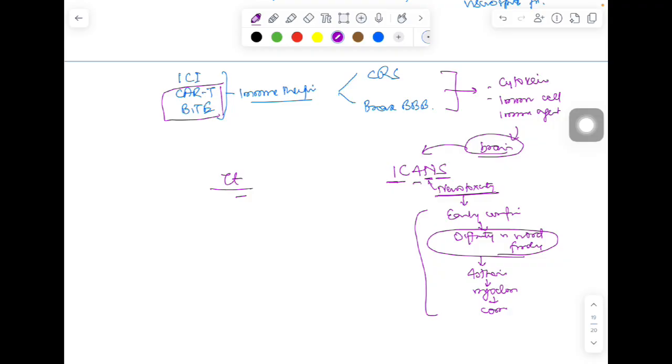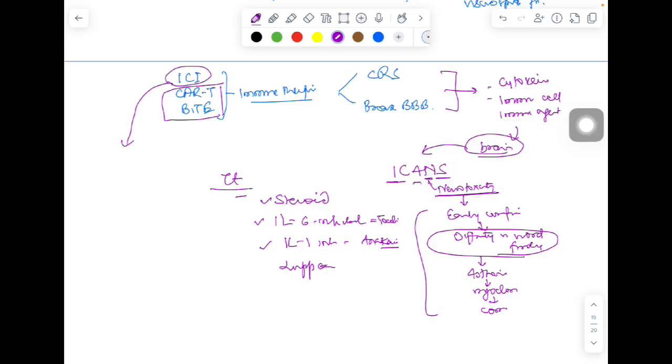Now the treatment of ICANS, obviously, is common with CAR-T and BiTE, not with ICI. So treatment is steroid, then interleukin 6 inhibitor, then interleukin 1 inhibitor, anakinra; interleukin 6 inhibitor is tocilizumab. And supportive care. ICI per se doesn't cause ICANS, it causes encephalopathy, meningoencephalopathy. Encephalopathic features are more with ICI. So CAR-T and BiTE are causing ICANS. So this is about how chemotherapy or the systemic agent is causing CRCI.